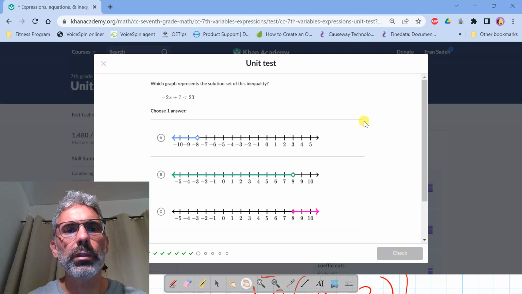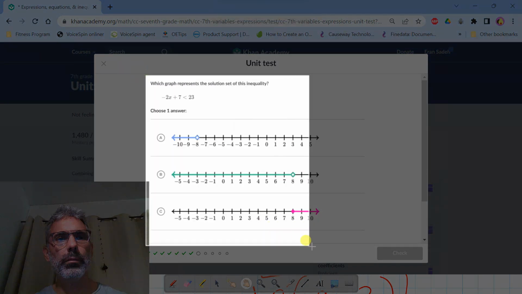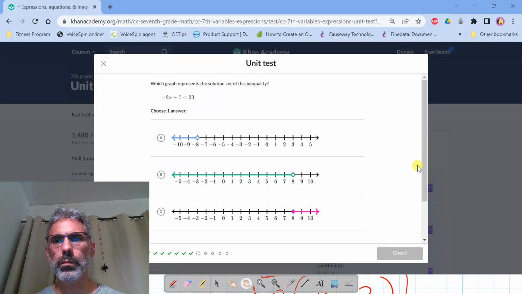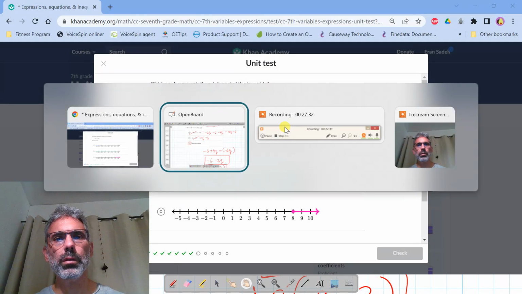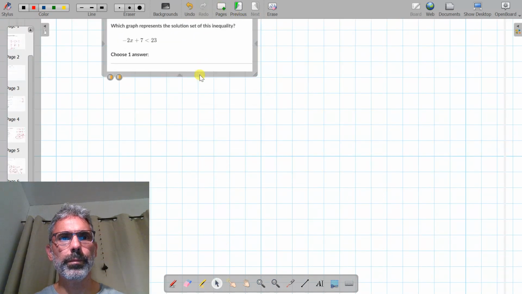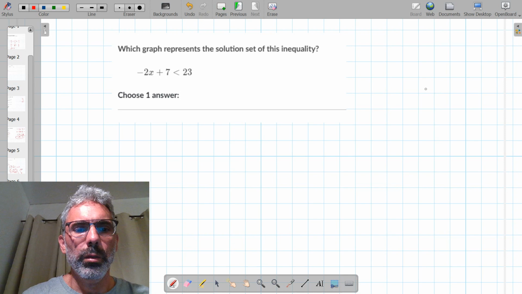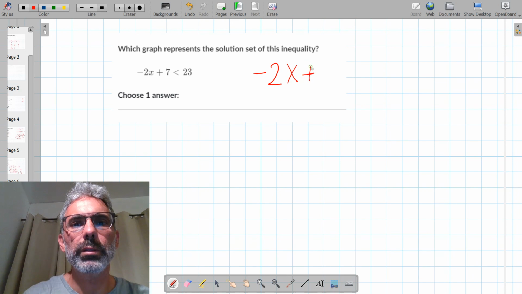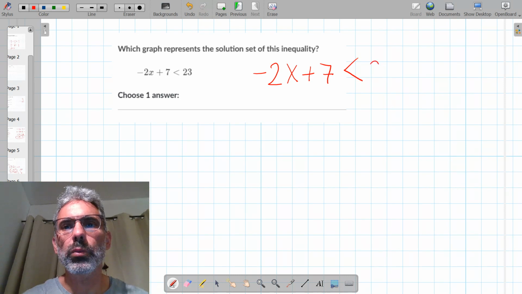Which graph represents the solution set of this inequality? Okay. So let's first solve the inequality. Okay, so minus 2x plus 7 has to be less than 23.